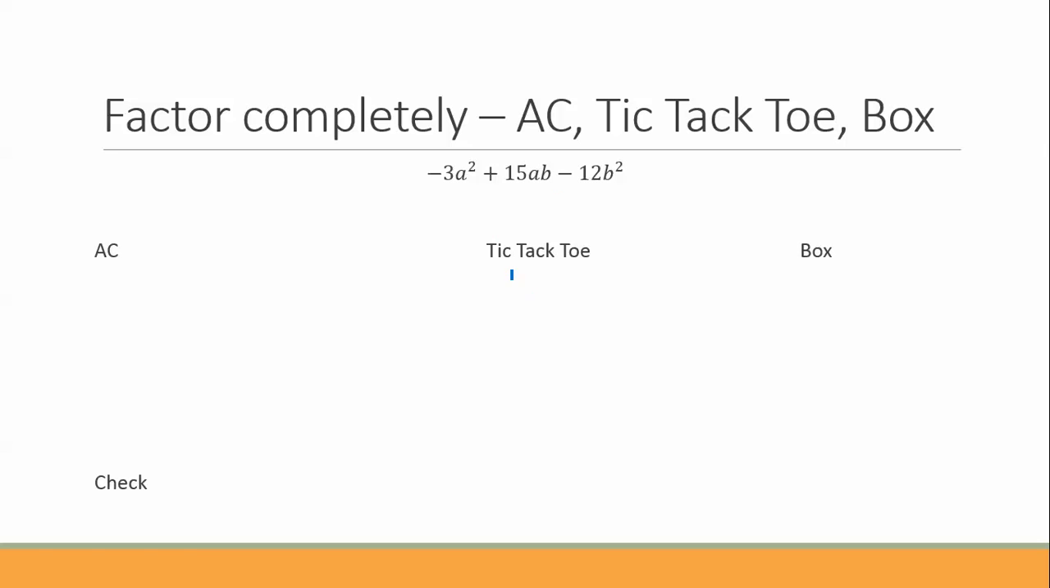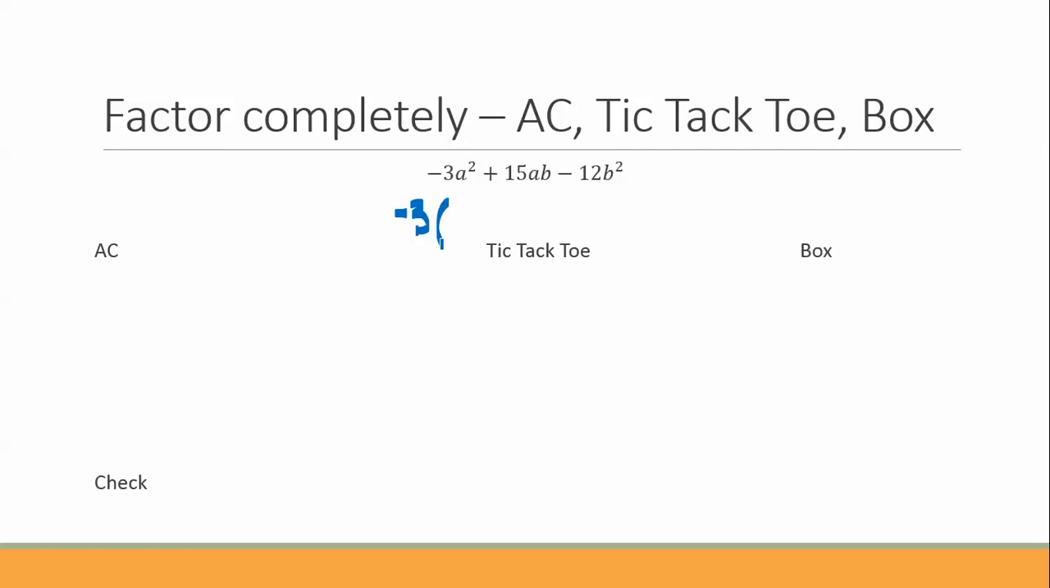Our next one is negative 3a squared plus 15ab minus 12b squared. It has two variables, but we can deal with that in both of our methods that we've been using. The first thing we want to do is take out a common factor. We can take out a negative 3 from everything. Remember, if this is negative, we want to take the negative out.